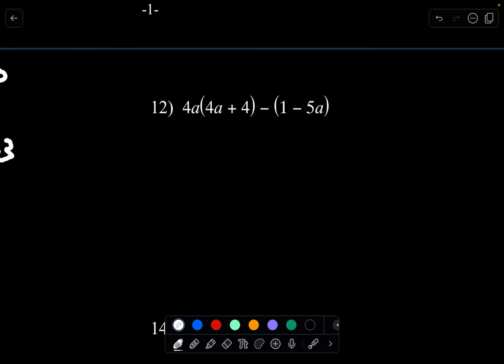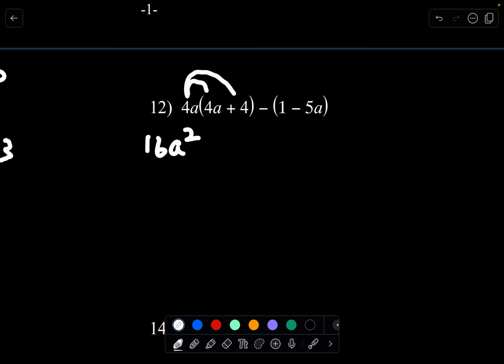All right. Again, we're distributing with the variables. So 4a times 4a, 4 times 4 is 16, a times a is a squared. Again, don't stress too much about a times a being a squared. We're not really into that yet. We will get there. 4a times 4 is 16a.